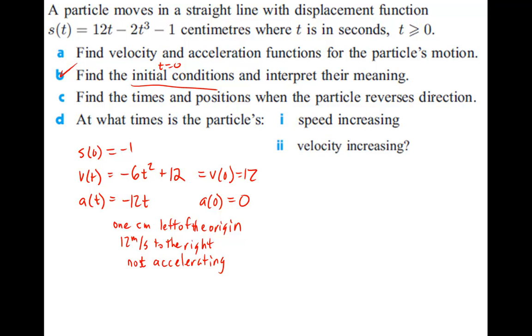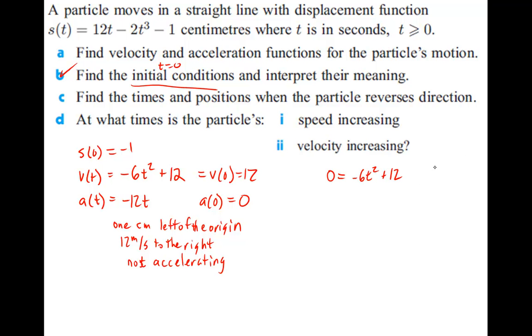Letter C, find the times and positions when the particle reverses direction. Reversing direction means it's stopping going left and starting going right, or that it's going right and then stopping and turning to go to the left. The way to find that is when v of t is 0. So we're going to set 0 equal to v of t: 0 equals -6t squared plus 12.